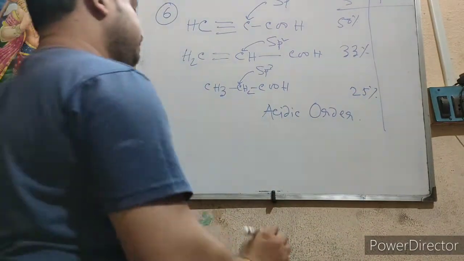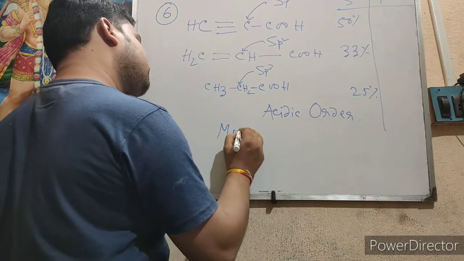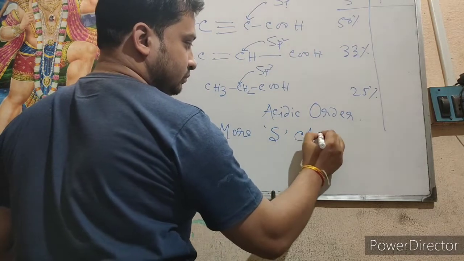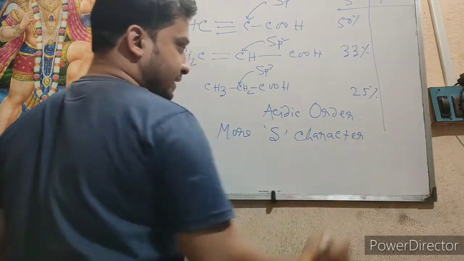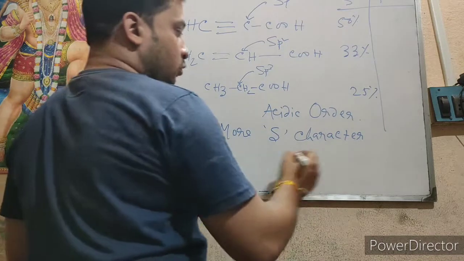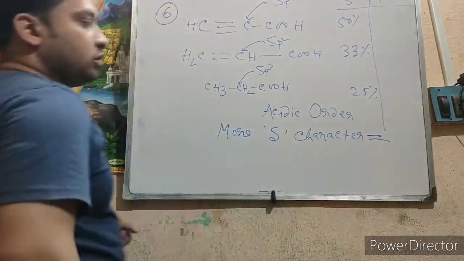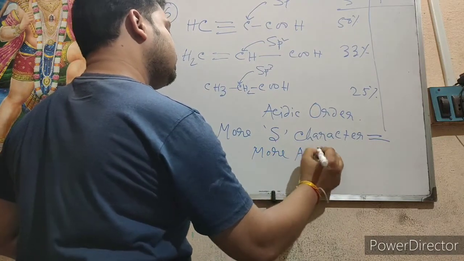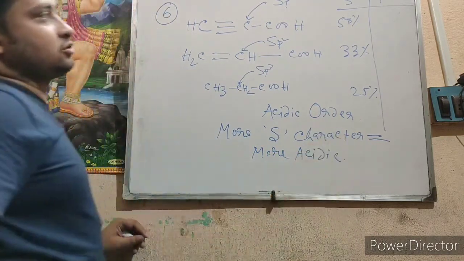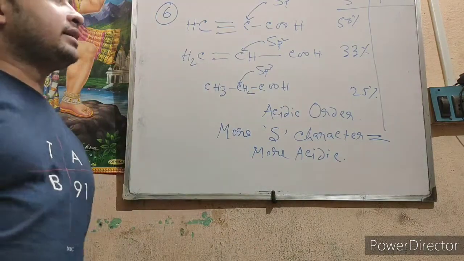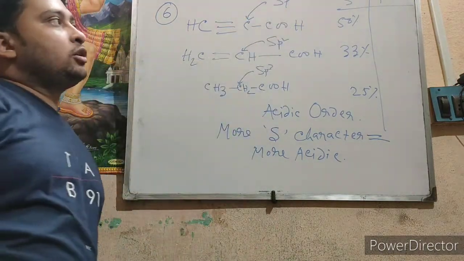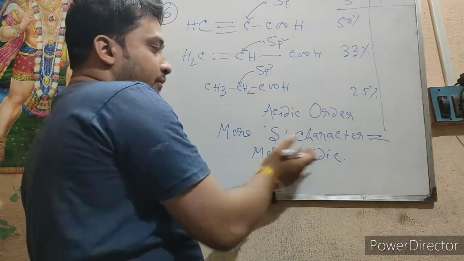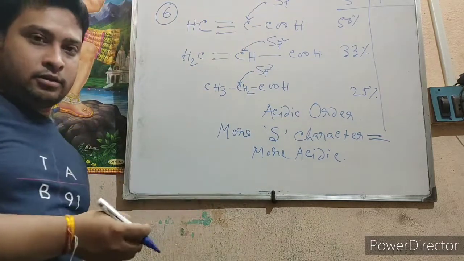So, more s character means more acidic. As it shows, for sp hybridization the s character is 50%, which is the maximum. That's why it is more acidic compared to the others.